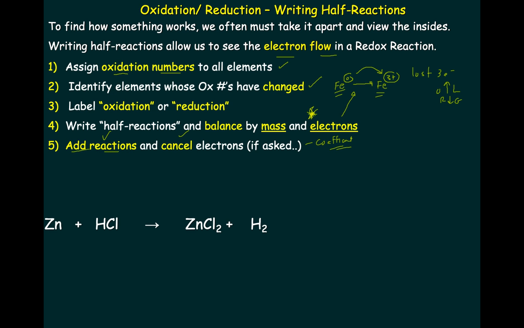So I'm going to assign my oxidation states. Zinc alone is 0. We have to remember that. Hydrogen alone is 0. We're going to remember that. Okay, hydrogen is plus. It's an acid. It's +1. The chlorine is going to be -1.